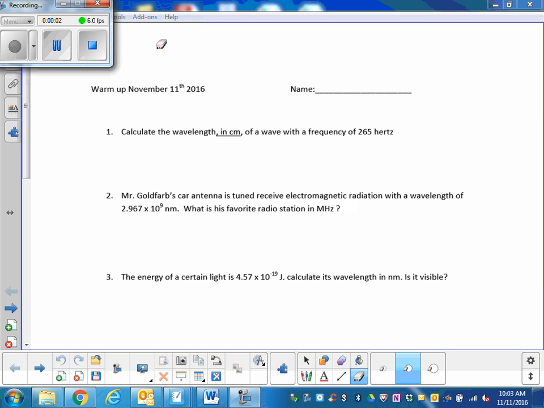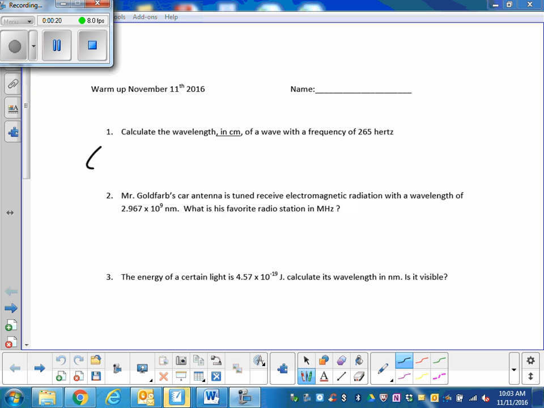All right. So, shall we get started on the warm up? It's asking us to calculate the wavelength. They want the wavelength in centimeters of a wave with the frequency given. So, what equation will you use if you're trying to find the wavelength?